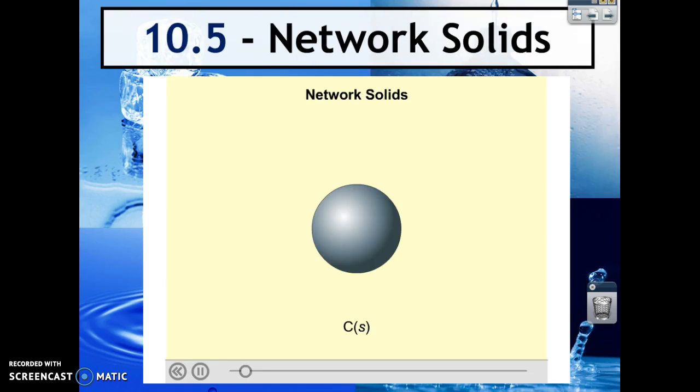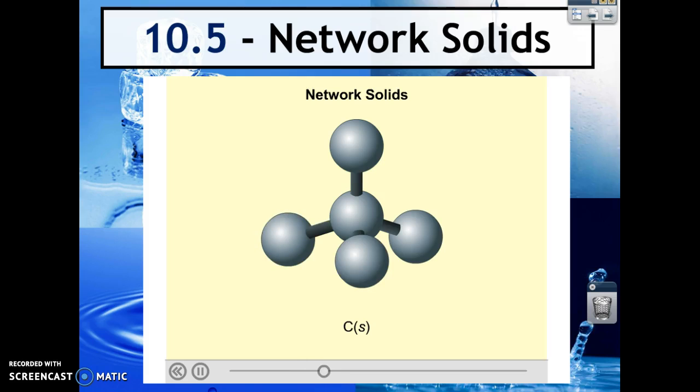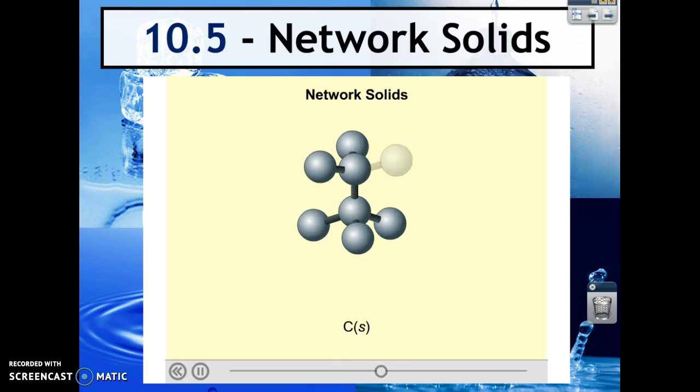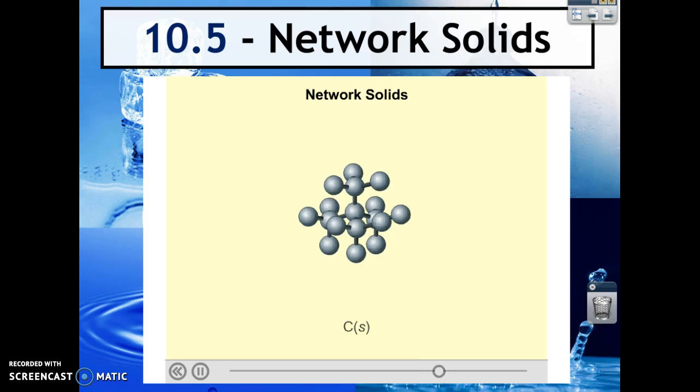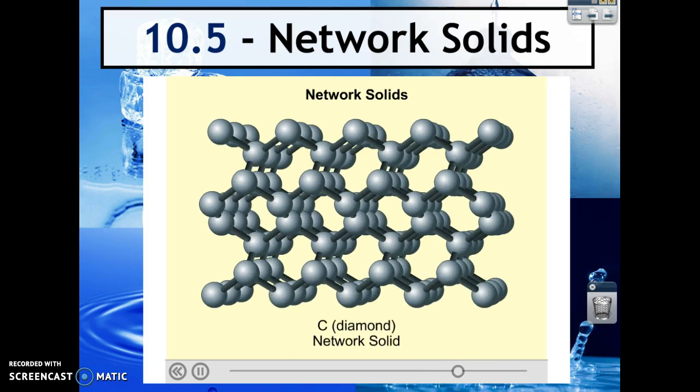In this animation, we will be visualizing the diamond form of carbon. Carbon forms 4 single bonds using sp3 hybridization. Each carbon atom is bonded to 4 nearest neighbors, forming a 3-dimensional lattice. These covalent bonds make carbon in the diamond form a network solid. Network solids are very hard and have high melting points.